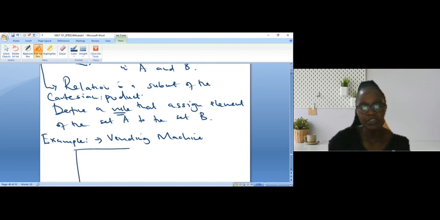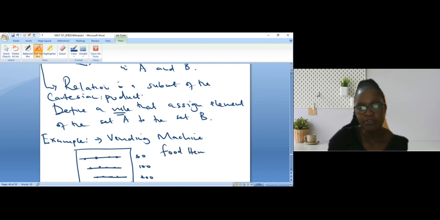So you find that in the arrangement of the vending machine, you have food items. And the food items will be classified depending on their price. So probably in the upper bar, you'll have items going for 50 shillings. In the second bar, you have items going for 100 shillings. And in the third bar, you have items going for 200 shillings. So you have a rule that assigns the food item a code. So that's an example of a relation.